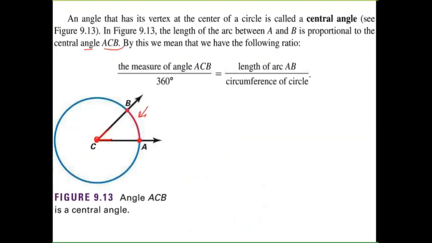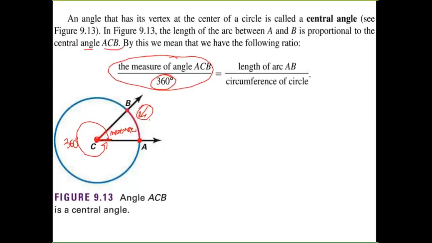And this, we can set up a nice ratio. In other words, it's this measure right here, the measure here, is a fraction over a fraction of all the way around, which would have been 360 degrees. So that's what is set up here. And that's equal to the length of arc AB.